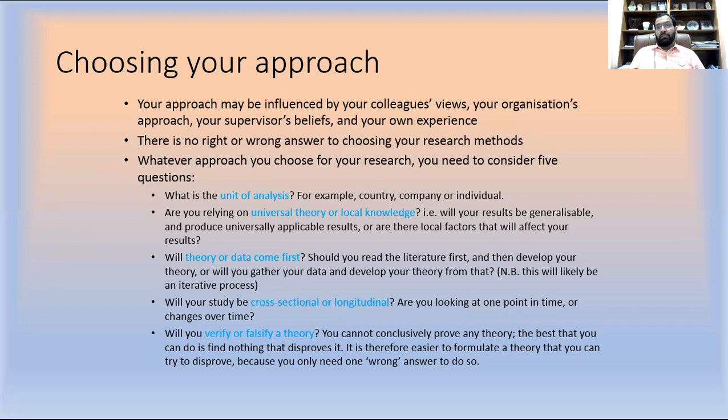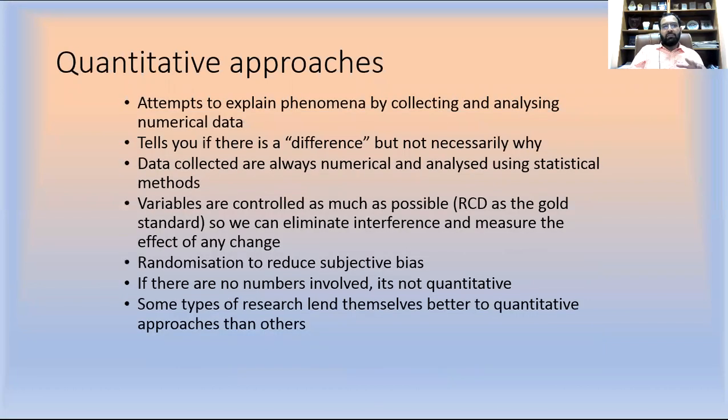Sometimes you do not have complete evidence to prove it, but you do not have sufficient evidence even to disprove it. So it is easier to try to formulate a theory that you can disprove, because you only need one wrong answer to do so. If you are able to show that this is wrong, then it is easier to explain your point of view, or to explain that you have achieved something. So those are the various viewpoints, or approaches, we have. Whenever you go for a certain approach, you have to consider these five questions, very important.